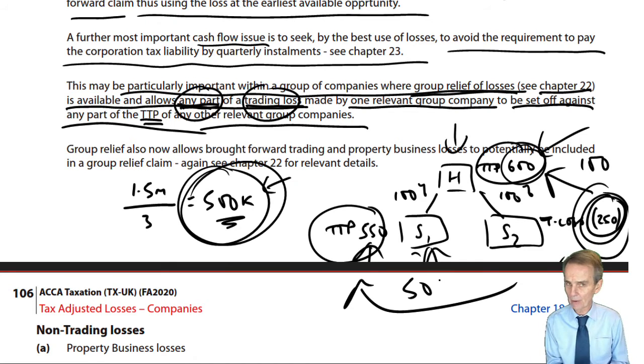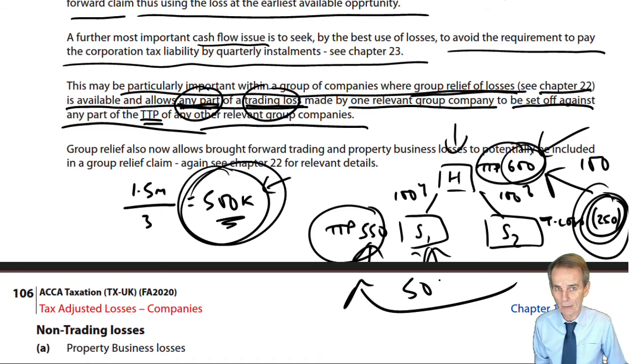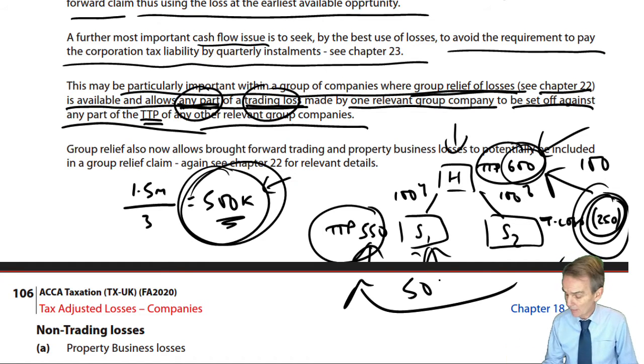And using group relief in this optimal way, well, that is a skill area, and therefore would come with a premium of marks allocated to it. Now, I hope you've understood that there, and I know I digress from time to time. We'll be dealing with it again, don't worry, in chapter 22.